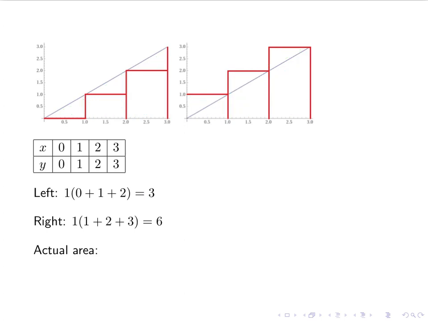But again, I can find the actual area because it's just a triangle. The area for a triangle is 1/2 base times height. My height is 3. My base is also 3. So 1/2 times 3 times 3 gives me 4.5, which is between the overestimate and underestimate that we have.